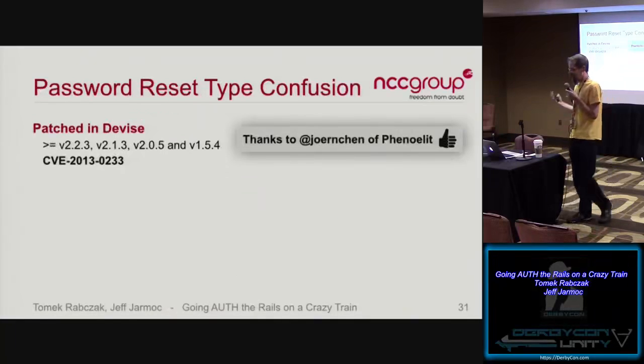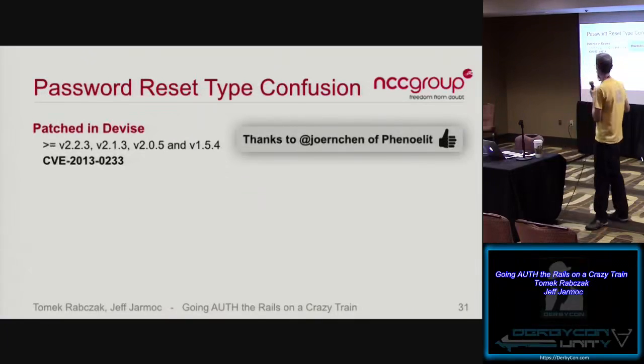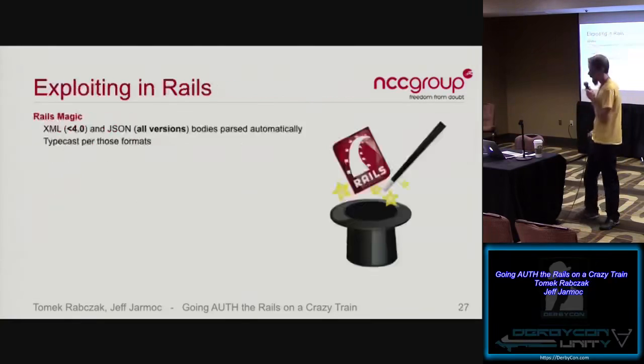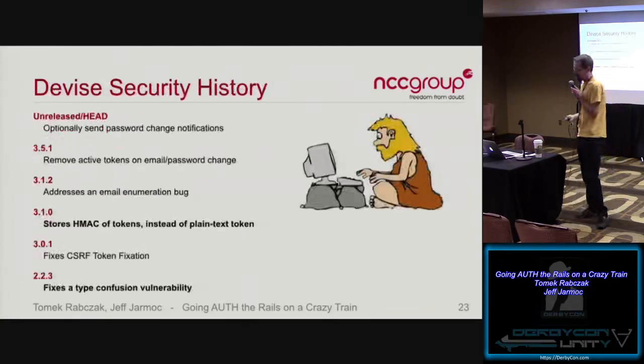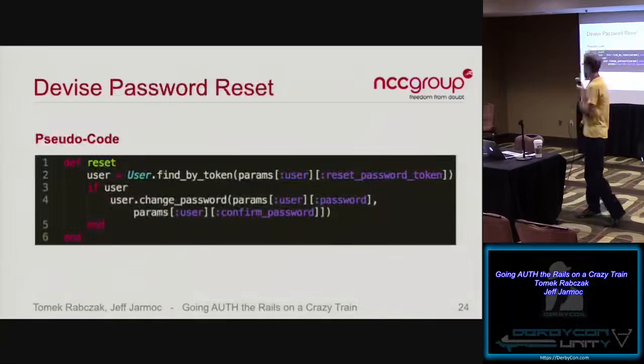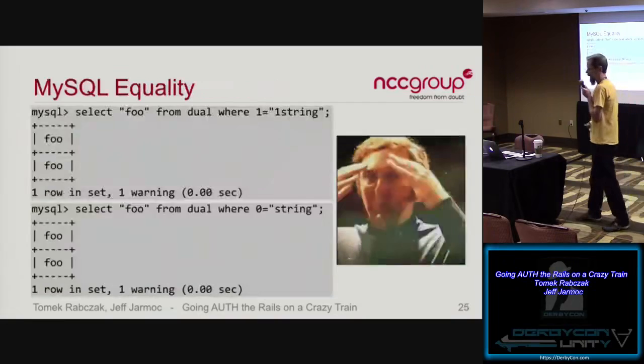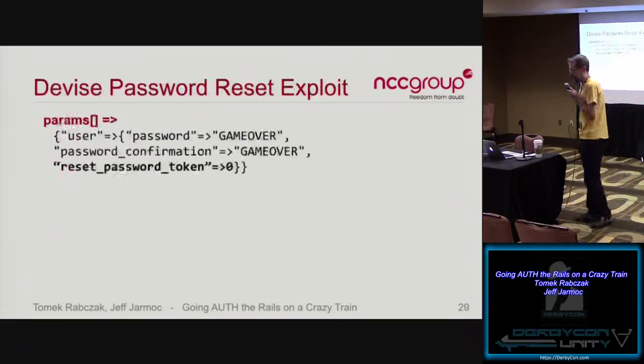So why are we talking about this? This vulnerability is from 2013. It's patched in recent versions of Devise. The Devise patch, all it really does, and I should go back to that pseudocode. There we go. So I said that the reset method looks something like this. The patch essentially takes that find by token and adds a toString. So it just casts it explicitly to a string, so you can't get integers through. That's how Devise patched it.